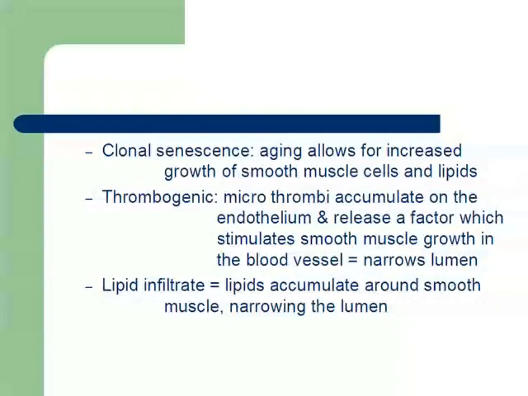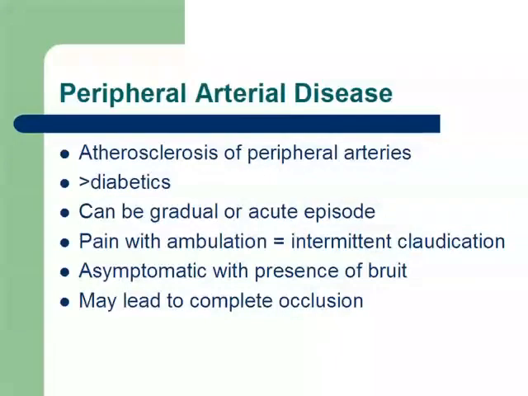And all of this can lead to peripheral arterial disease, which is atherosclerosis of your peripheral arteries. This tends to occur particularly in diabetics because, remember, diabetes is a disease of metabolism. And your metabolism is not effective. So your cholesterol levels tend to be elevated. It can be very gradual, or it can occur as an acute episode.